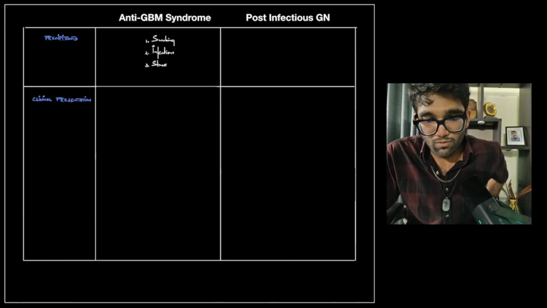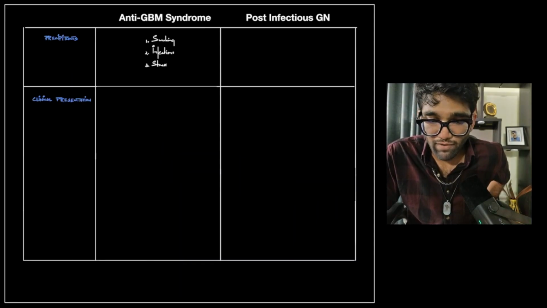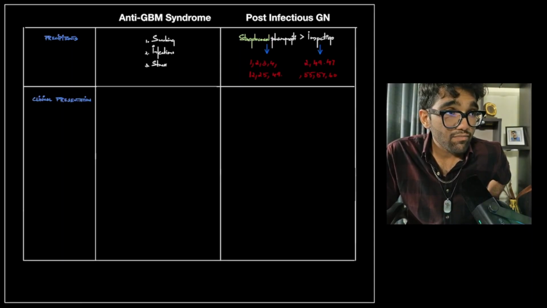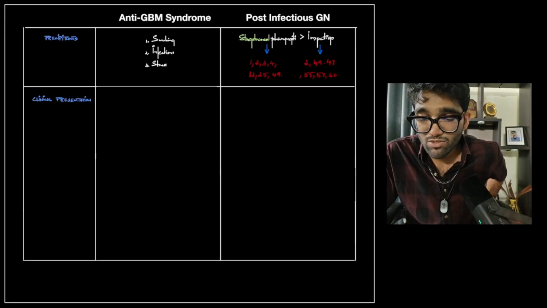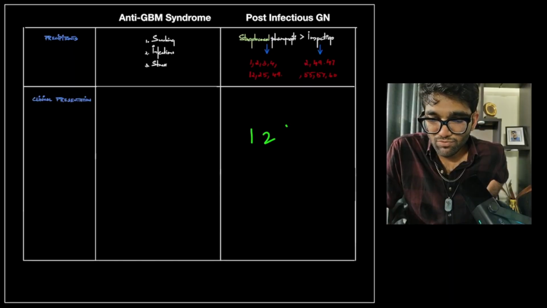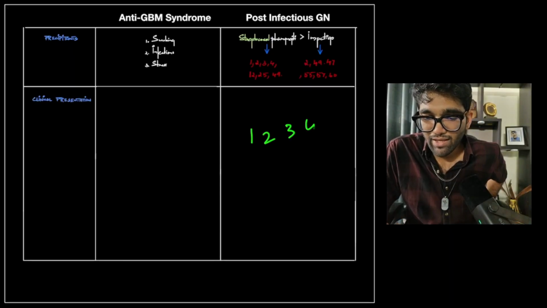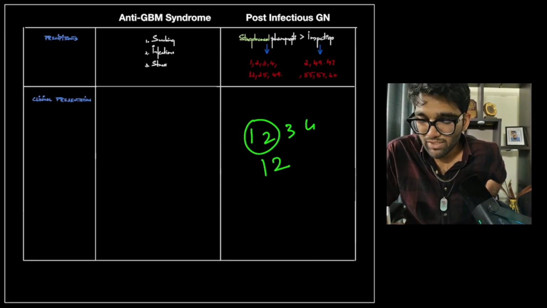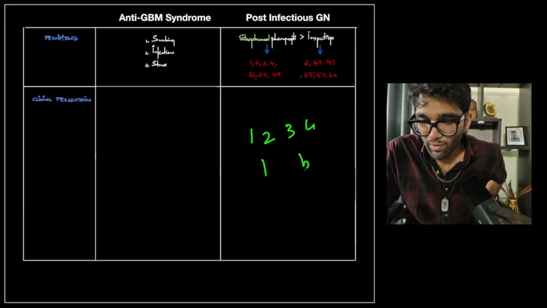Now, as I discussed earlier, the precipitants of anti-GBM syndrome are smoking, infections, and stress. For post-streptococcal, it is your pharyngitis and impetigo, and the serotypes of streptococci that are associated with this are very specific and rather easy to remember. It's 1, 2, 3, and 4. And then instead of 5, we multiply 3 into 4, so that becomes 12, which is the same as the first two numbers here. And then finally we've got 5 squared, that is 25, and 7 squared, that is 49.